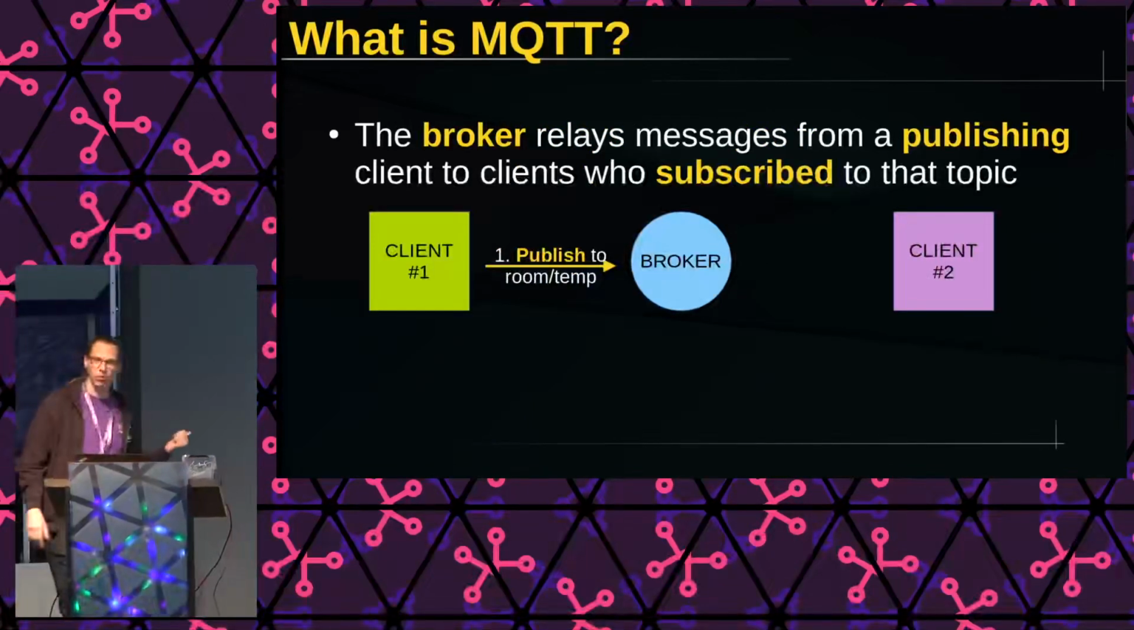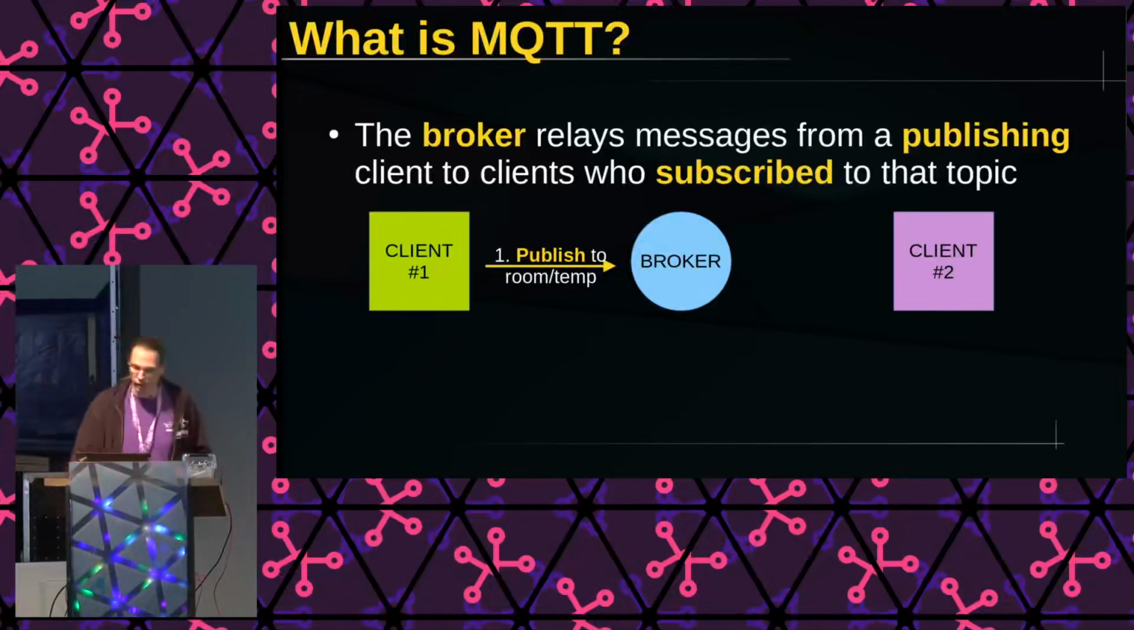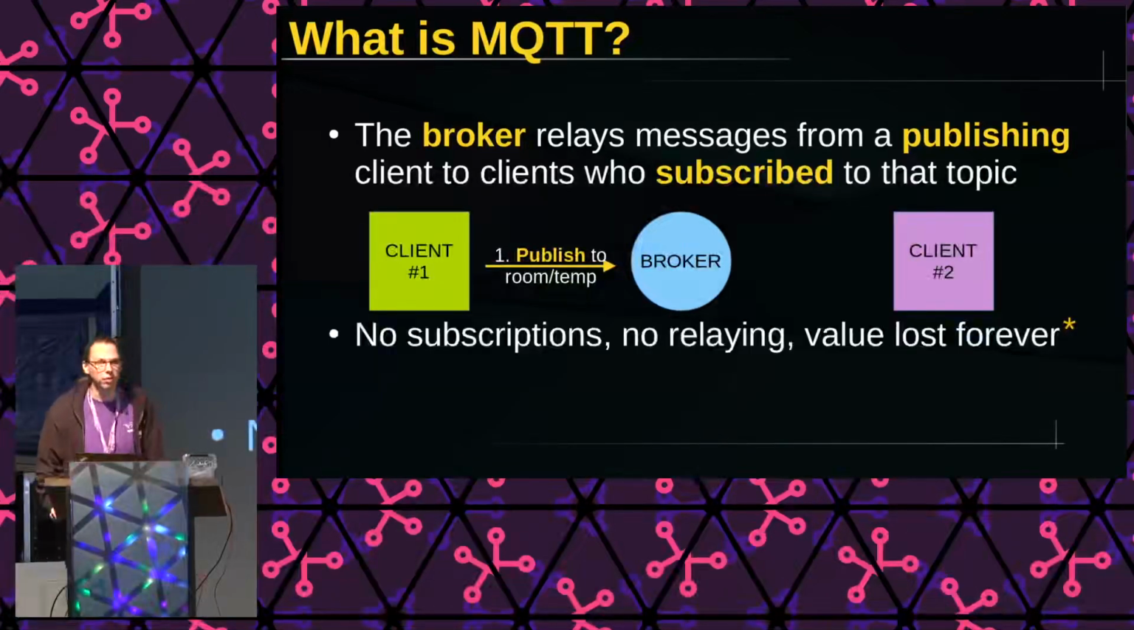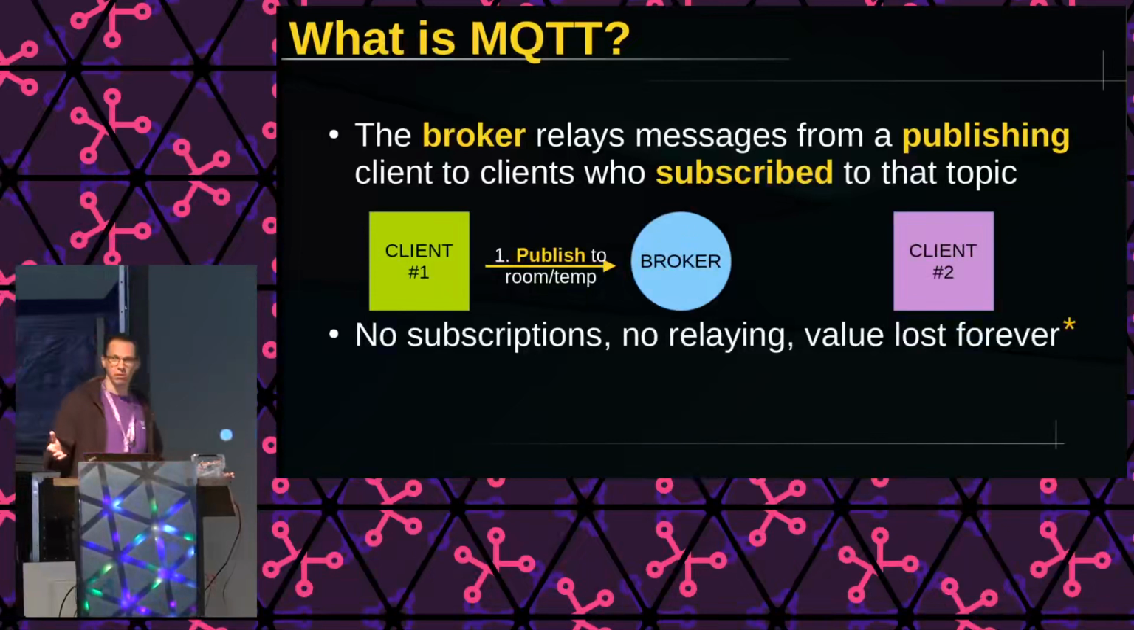So if we visualize that, we'll see we have a broker in the middle, we have 2 clients, and if client 1 on the left publishes something to the topic room temperature, then the message gets sent to the broker and nothing happens. There is no subscription, and the message is lost forever. Asterisk, there is an exception, and we'll come to that later.